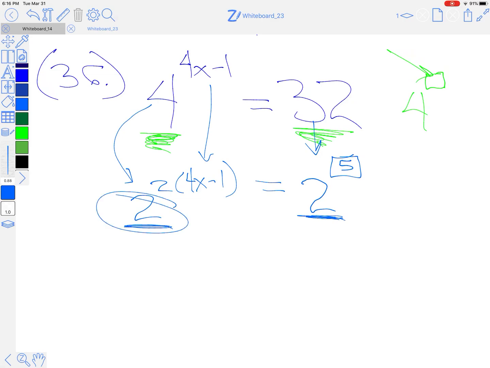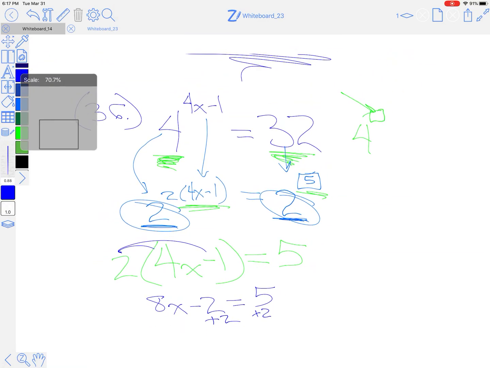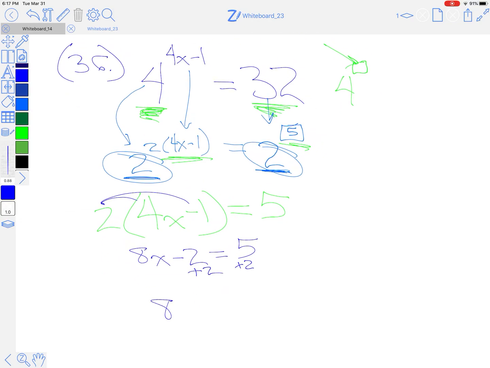So now that I have the same base here and here, I can just take this exponent portion and make it equal to each other. 4x minus 1 in parentheses with the 2 still equals 5. I'm going to do the distributive property here. 8x minus 2 equals 5. Add the 2, add the 2. I'm going to shrink this up a little bit. 8x equals 7. Divide by 8.